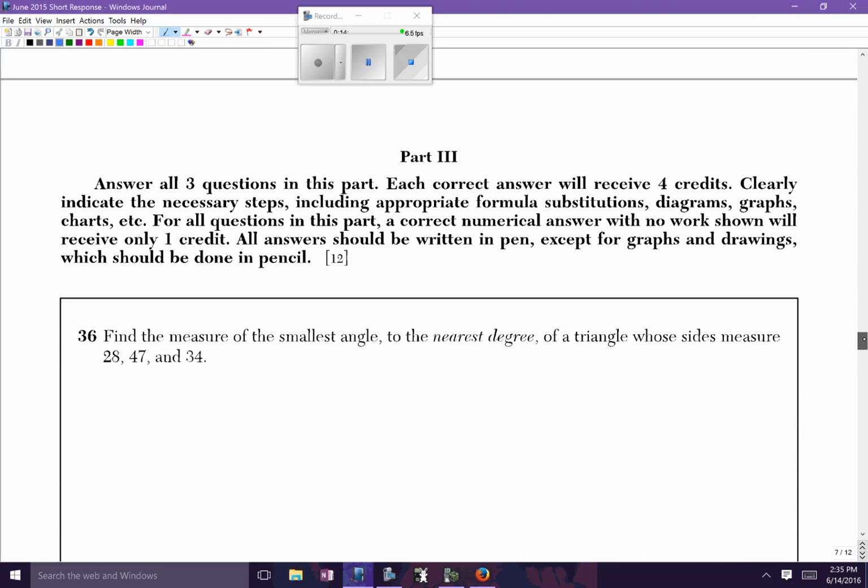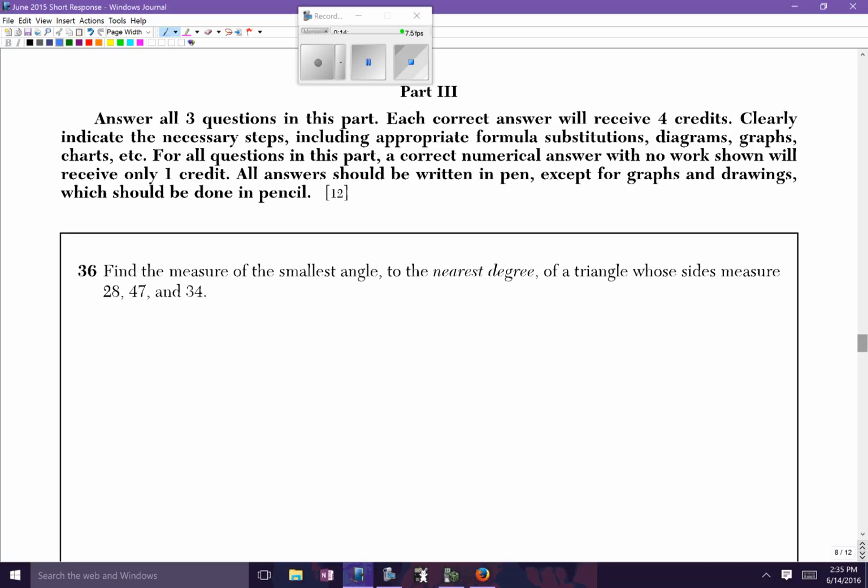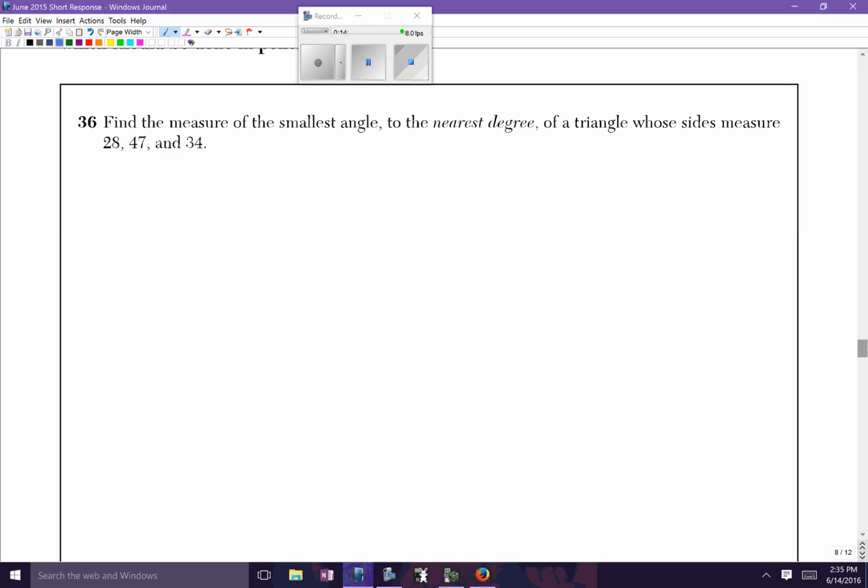All right, part 3, again, these are 4 credits each, so they might be a little bit more challenging. Find the measure of the smallest angle to the nearest degree of a triangle whose side measures 28, 47, and 34. So I like to draw a picture. So 28, 47, and 34.